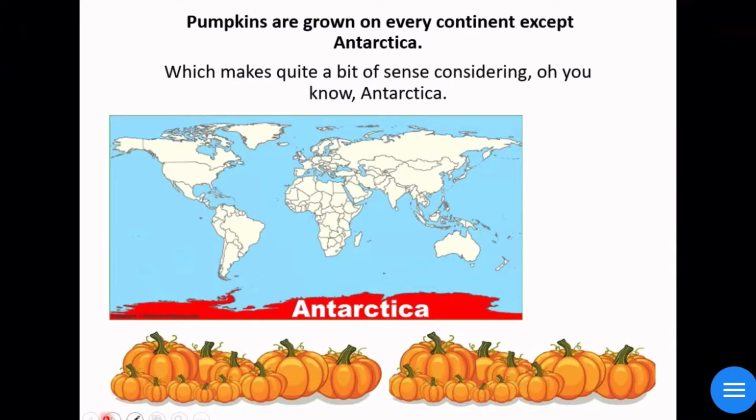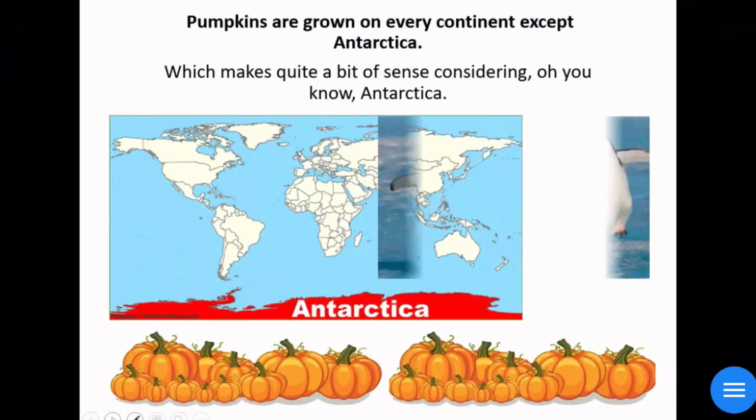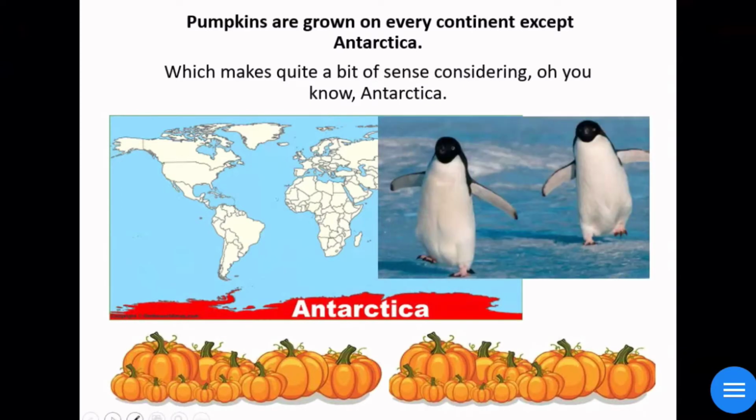Pumpkins are grown on every continent except Antarctica. So even though this is a rectangular flat map, not as good as a globe, the continent that's down on the South Pole here, that is the one where they do not grow, but they grow everywhere else. But what grows there? Well, penguins grow up there, for example.